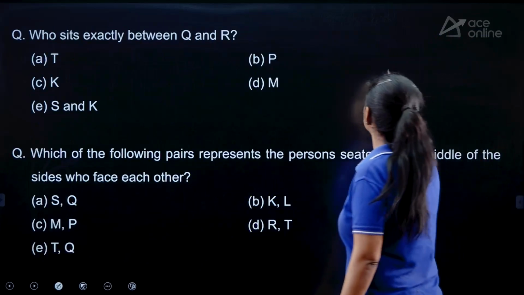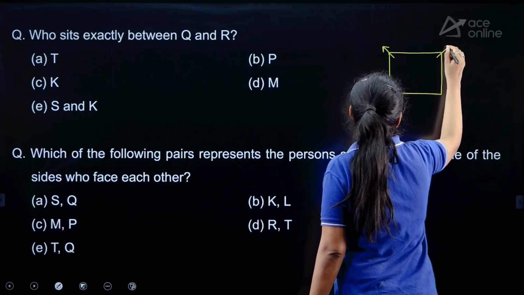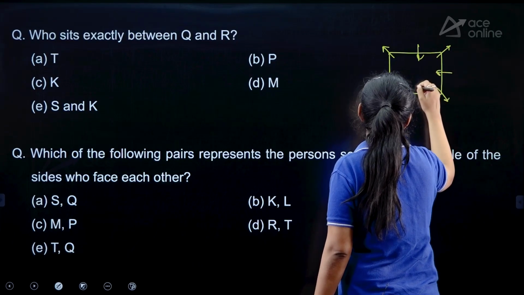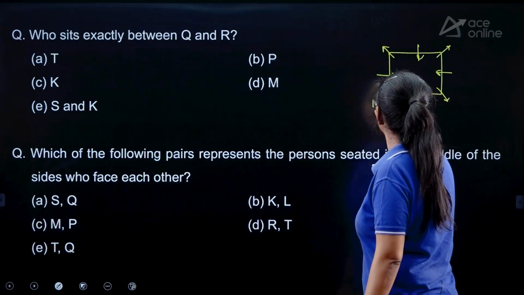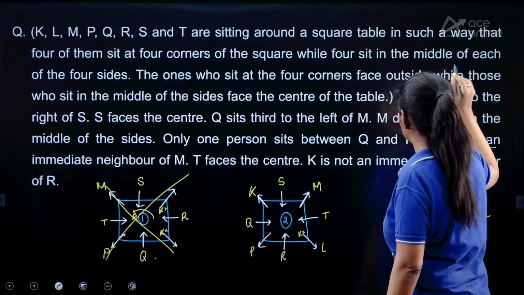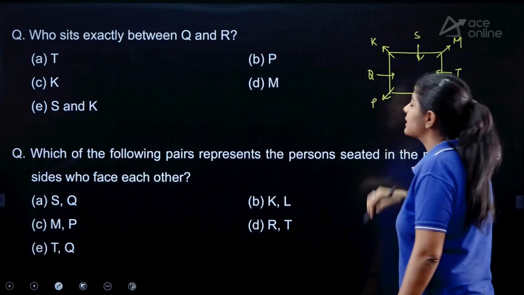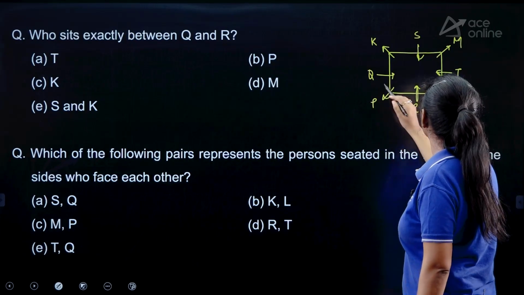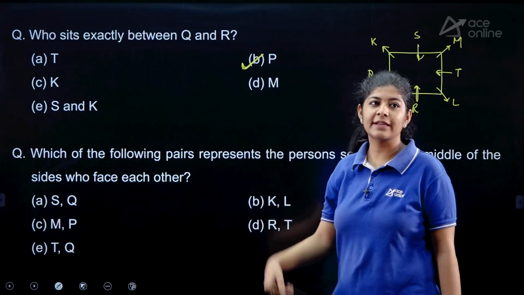The first one, we just simply make our diagram over here quickly so that we can easily get our answers. So here we have P, Q, K, S, M, T, L, R. This is my diagram, right? First one. Who sits exactly between Q and R? P is sitting. Option B is the correct one.